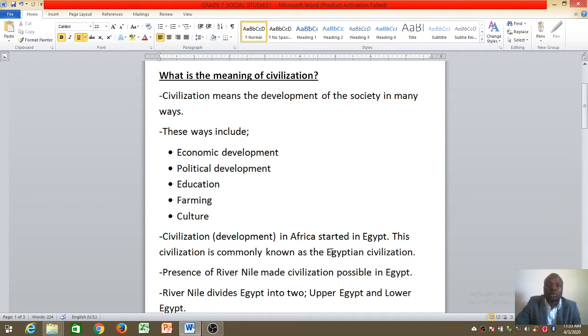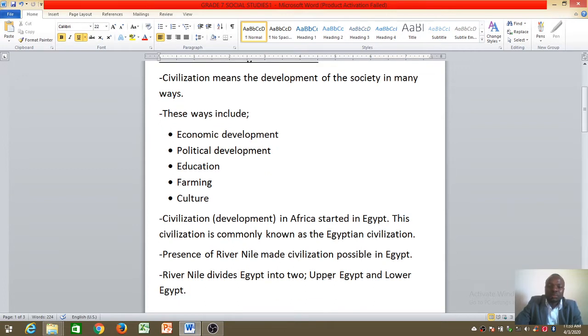We call it Egyptian because it started in Egypt. That means Egypt in Africa developed fast before any other country. That's where they began development faster than any other country. Now, what made civilization in Egypt possible is the presence of River Nile. The presence of River Nile made civilization possible in Egypt.